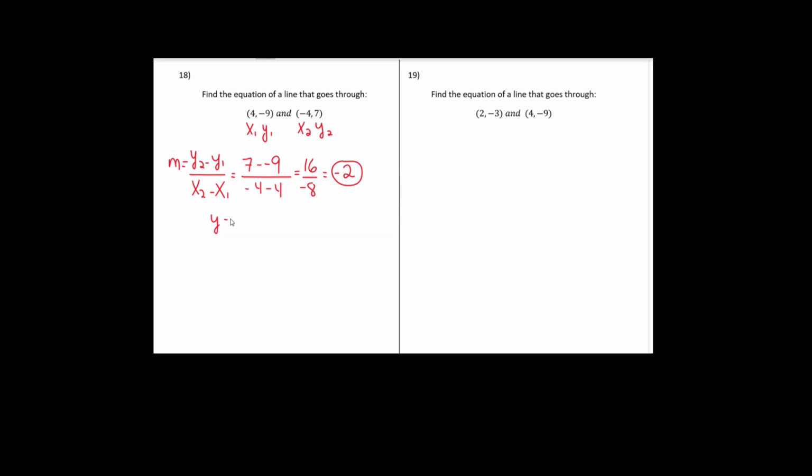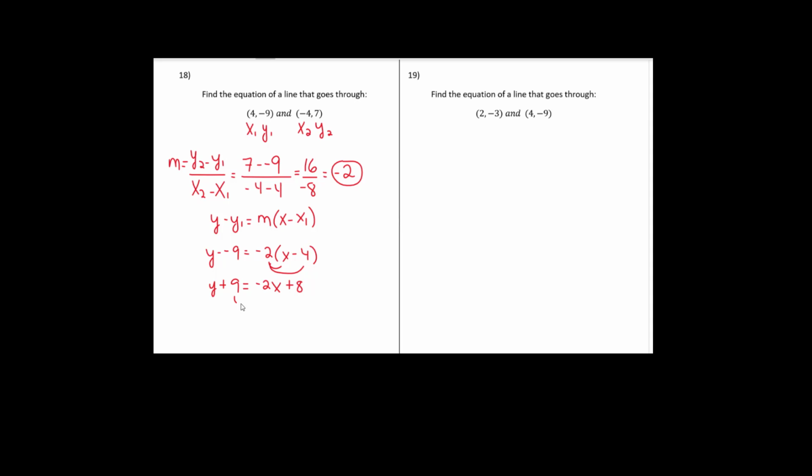Then I write down the formula, y minus y1 equals m times x minus x1. So this would be y minus negative 9. My slope is negative 2. X minus x1 in this case is 4. Two negatives become positive, y plus 9. And then I multiply negative 2 times x and negative 2 times negative 4. So this would be negative 2x plus 8.